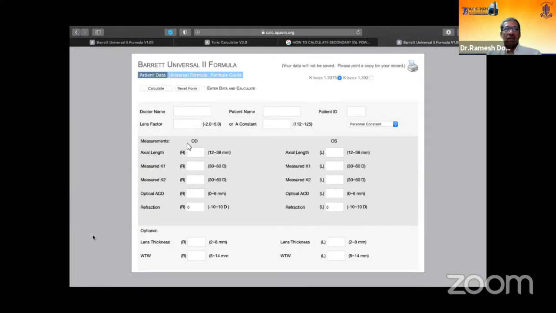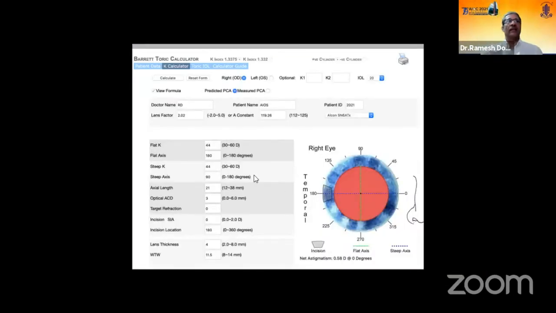This is the mandatory entry form for the Barrett's Universal formula. The optional data that you can enter is the lens thickness and the white to white. But even without these two, you will get a very good value for most of your eyes. White to white and lens thickness only matters when the lens thickness is very high, more than around 4.5. Below that, it will not matter.